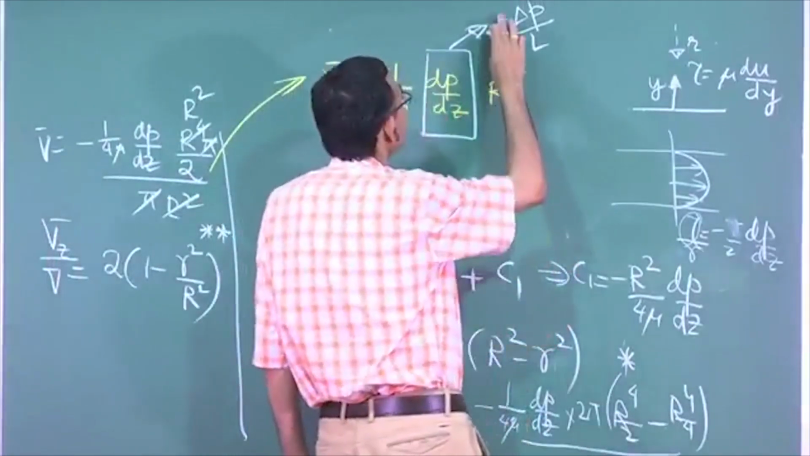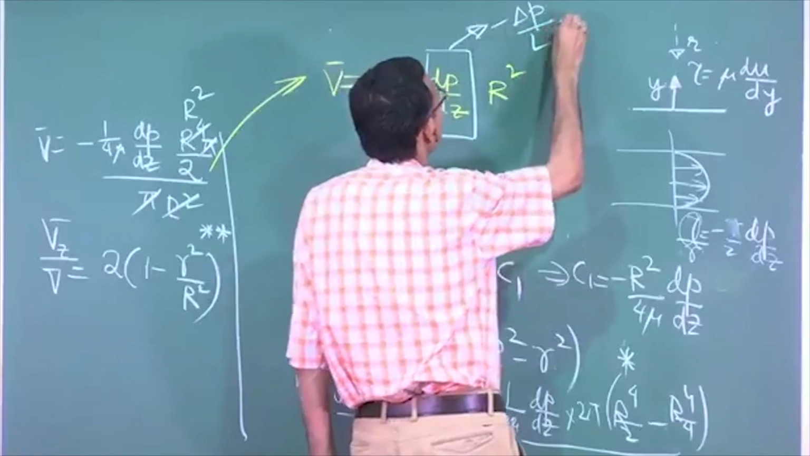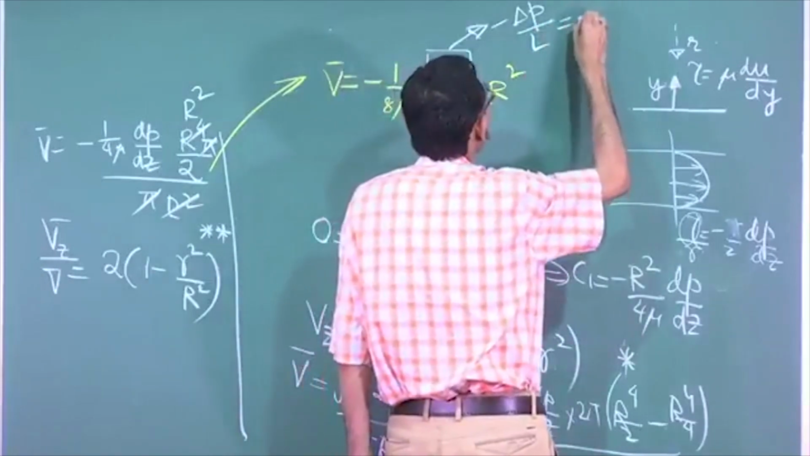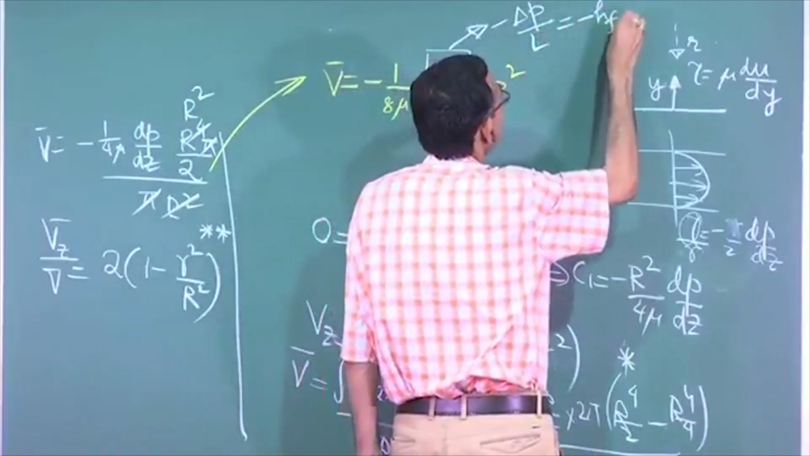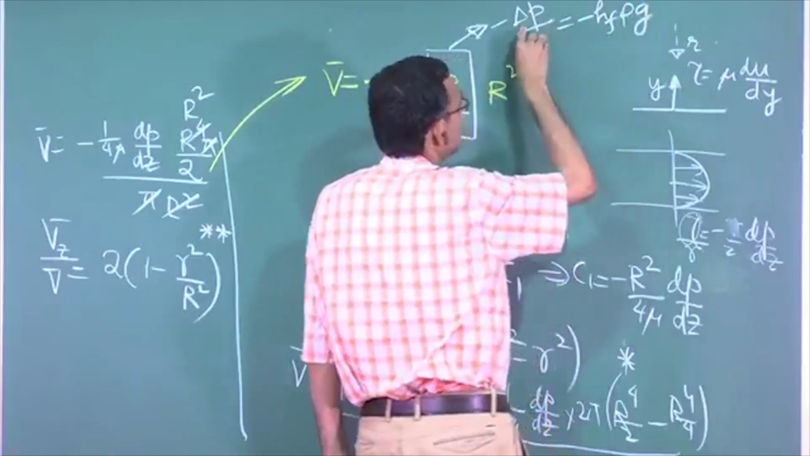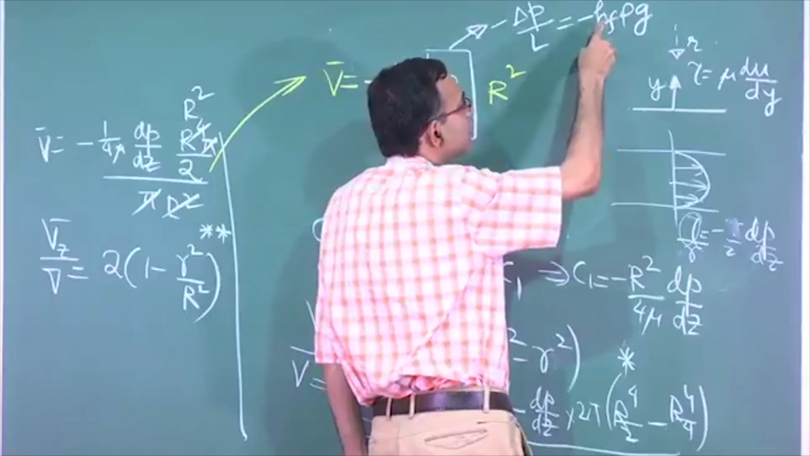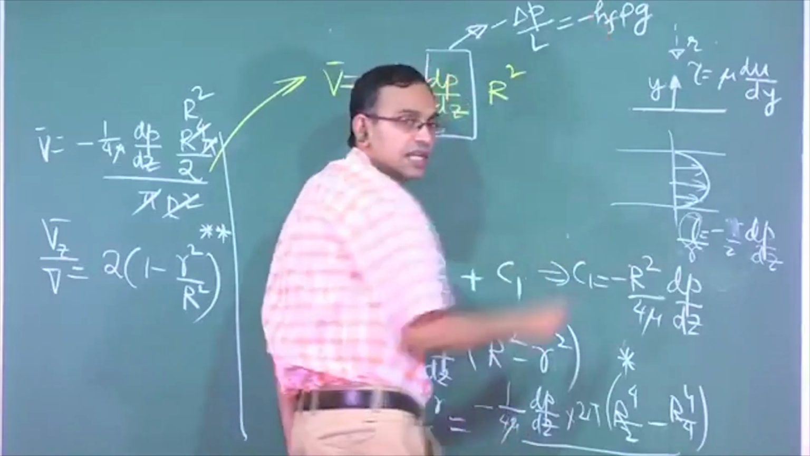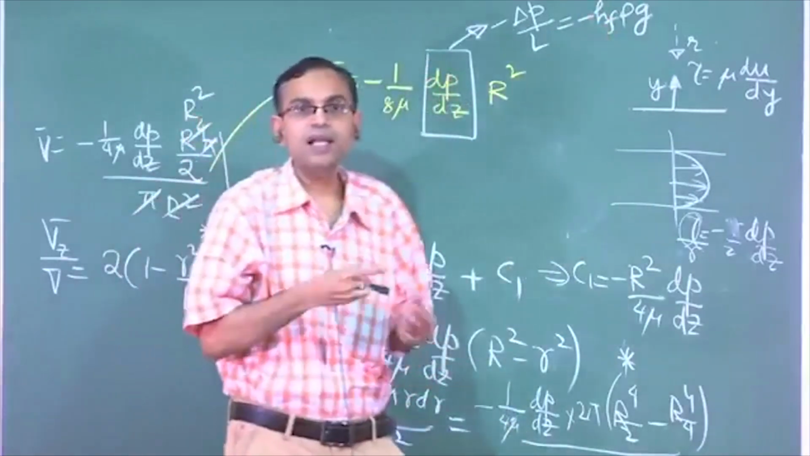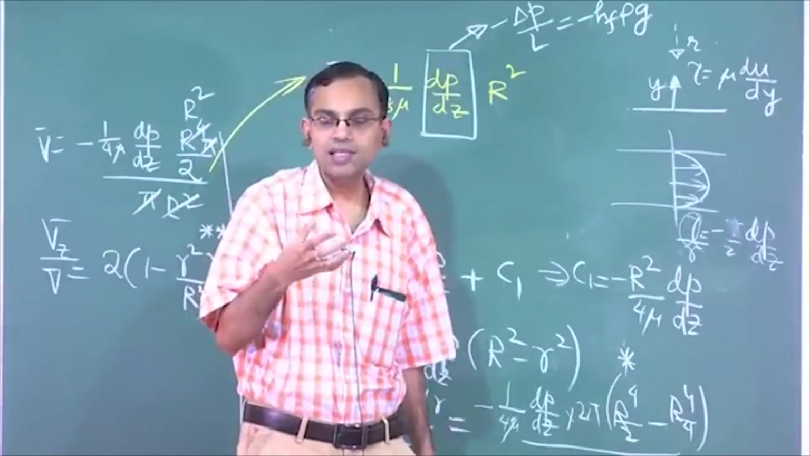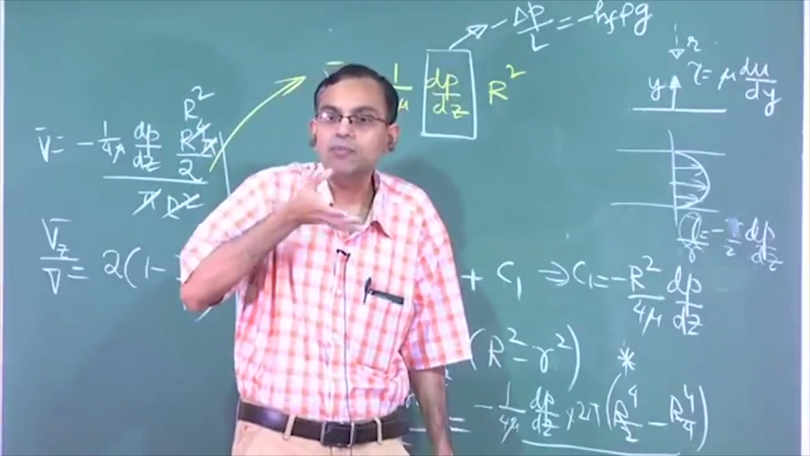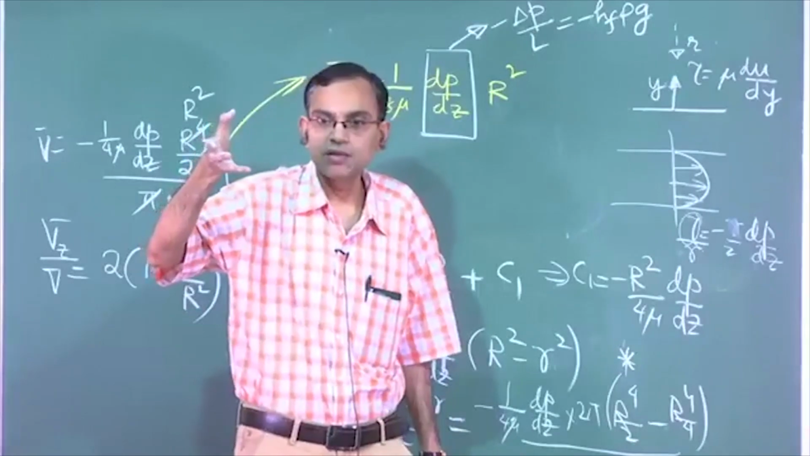So, then this delta P, the pressure drop, you can write in terms of a length unit which we call head loss, HF. So, why head loss? Head loss is essentially an energy loss to overcome viscous effects in the flow.